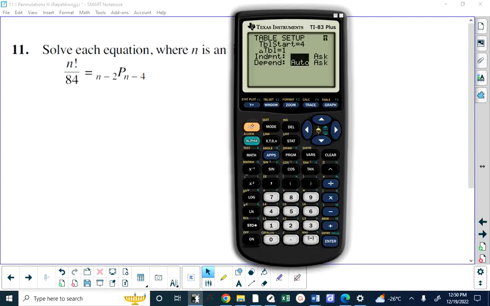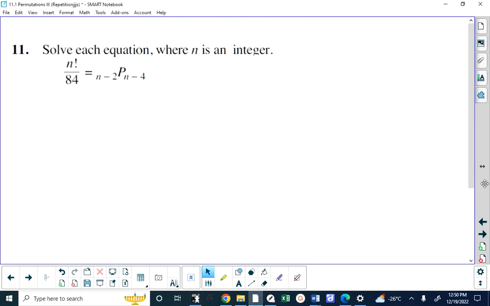So now when I go to my table, all I'm doing is I'm looking for where those things are equal, and they happen to be equal when x is 7. So n equals 7 is the solution. But what if you get this on a written response?